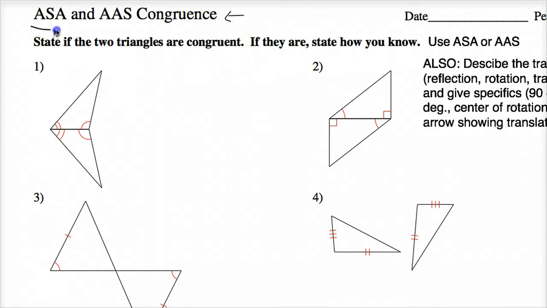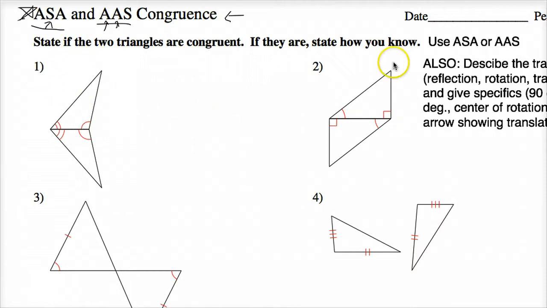So now we're going to look at the other two styles, angle, side, angle, and we'll throw in some angle, angle, side, but we're going to focus mostly on this angle, side, angle. That pattern means that I have two angles with the side in the middle, or two angles with the side on the outside. So as long as I have two angles and one side, I'm set. That's awesome. So let's see what we have.